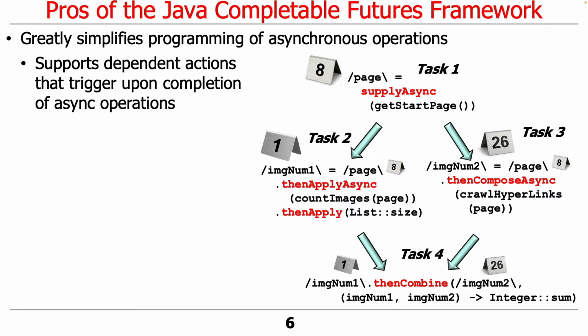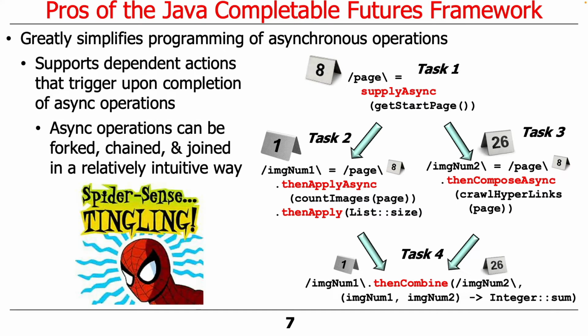That's the thing that we get, and that's what these, like thenApplyAsync, thenApply, thenComposeAsync, and thenCombine, are. Those are all examples of completion stage methods that are triggered automatically when something finishes running asynchronously. And that allows us to do several things. It allows us to fork asynchronous operations, as we do here, where supplyAsync forks us into task 2 and task 3. We can chain stuff together, like we see with task 2 with thenApplyAsync followed by thenApply. And we can join things together again, as we do here in task 4 with thenCombine.